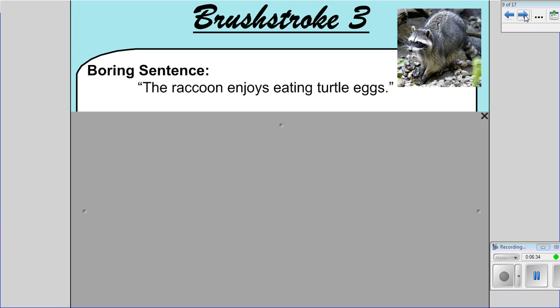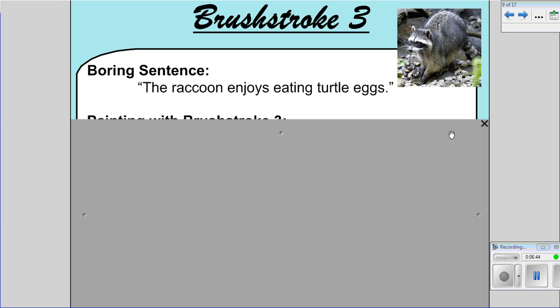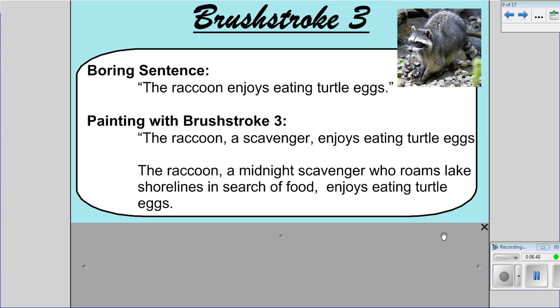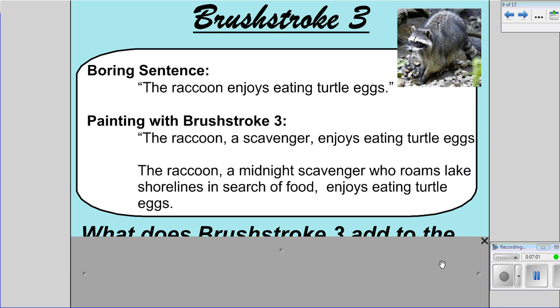Now I'd like for you to go ahead and write brushstroke 3 in your writer's notebook. Here's a boring sentence. The raccoon enjoys eating turtle eggs. When I apply brushstroke 3 to this sentence, this is what it looks like. The raccoon, a scavenger, enjoys eating turtle eggs. Or the raccoon, a midnight scavenger who roams lake shorelines in search of food, enjoys eating turtle eggs.